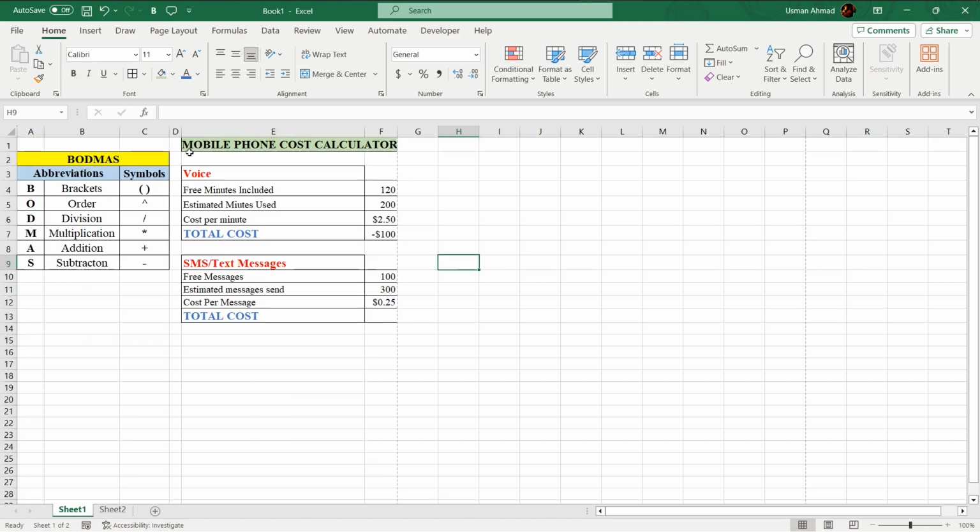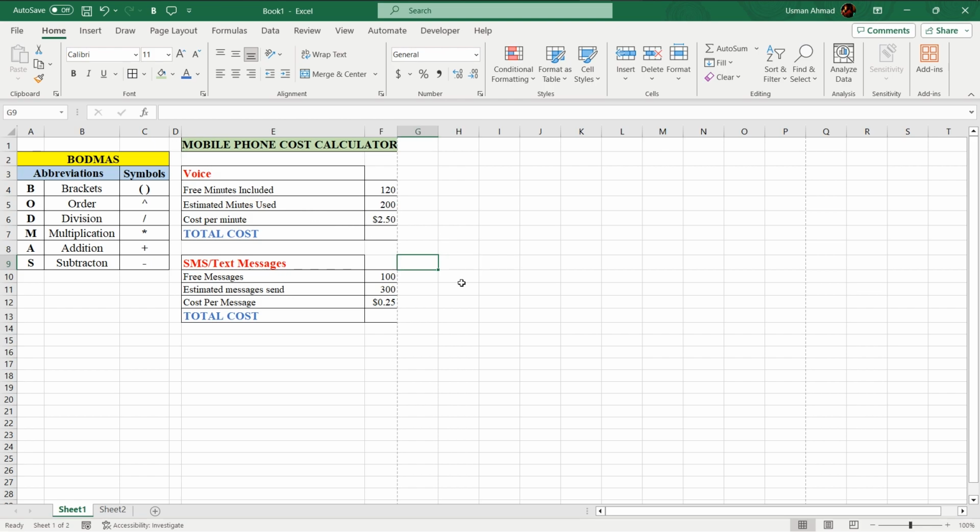Let's begin. Excel works on the mathematical rule called BODMAS, which is a specific pattern that will be followed by Excel. For example, if we enter some long expression or formula, Excel will operate brackets first, then order, which is also called exponential functions, then division, then multiplication, then addition, and at the last subtraction.